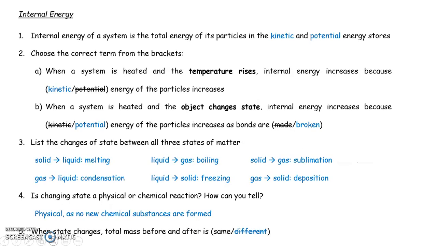Internal energy of a system is the total energy of its particles. Remember, internal energy is all about the particles. It's the internal, inside of an object. So it's the total energy of the particles in the kinetic and the potential energy stores. Okay, so internal energy is kinetic energy of particles plus potential energy of particles.